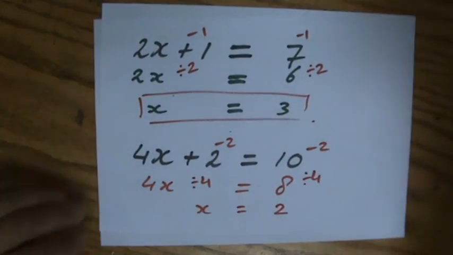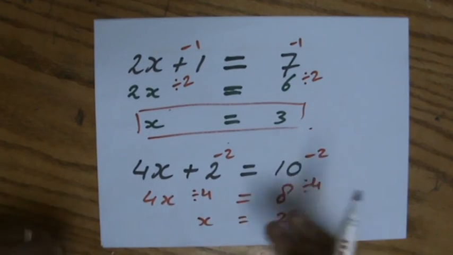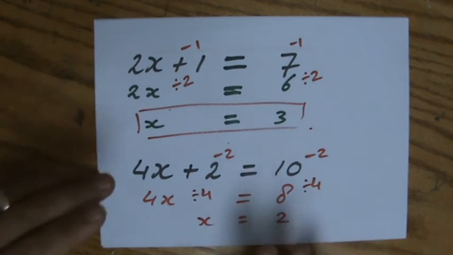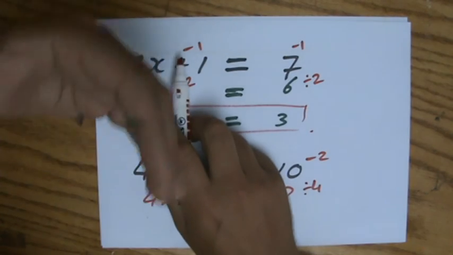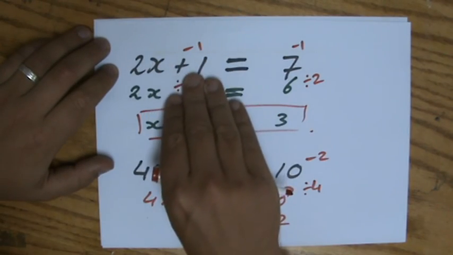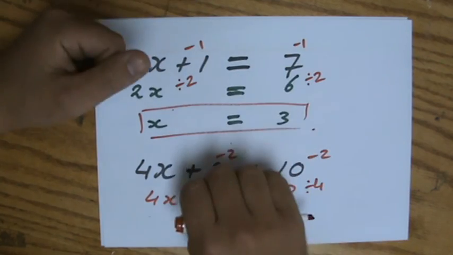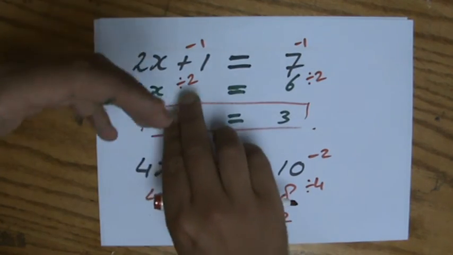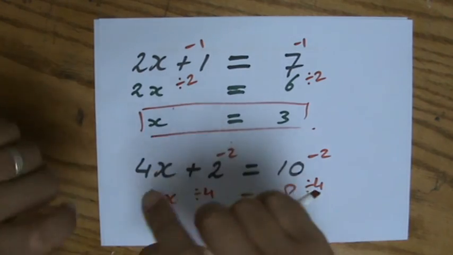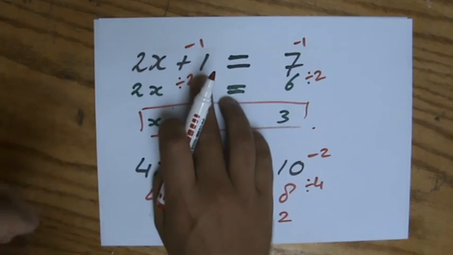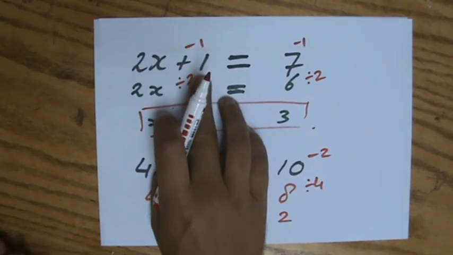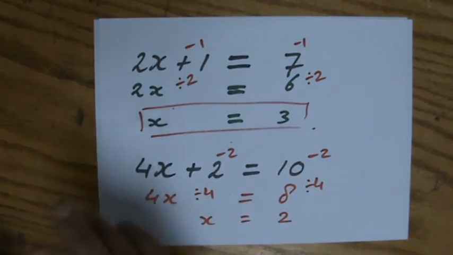Alright, now I'm gonna give you more example questions of solving equations in the next video. I just want to very quickly show you that actually every time you do the inverse operation, if it says plus 1, I'm gonna do minus 1. If it says 2 times x, I'm gonna do divide by 2. So what do you think will happen if it would have said 2x minus 1? What would I then do to get rid of that minus 1? Okay, I'll show you in the next video. I'll see you there. Bye-bye.